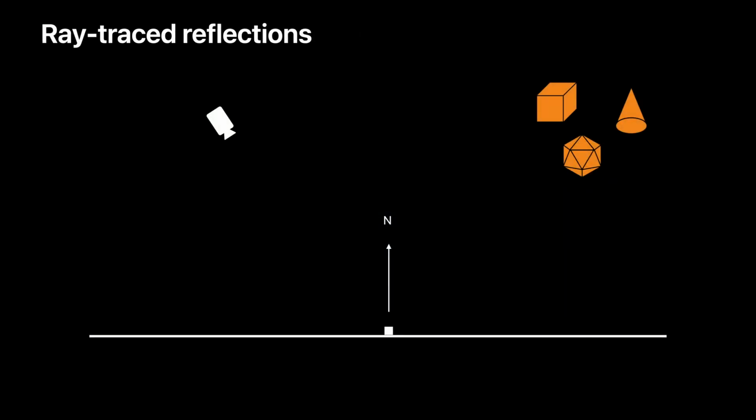Let's take a look at how a perfect mirror would work. First, we take the incident ray from the camera's position to the point. Then we reflect this point on the normal associated with the point. This provides us with a direction we can trace a ray towards and find any reflected objects.